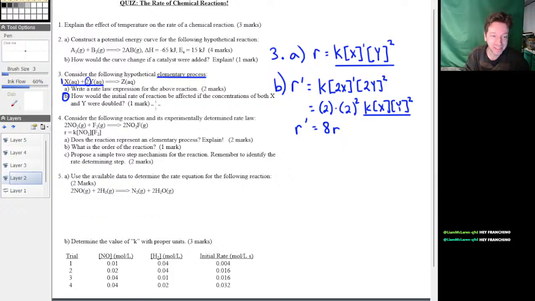So how would the initial rate of reaction be affected if both concentrations of X and Y are doubled? It increases by a factor of 8. So increases by factor of 8, or just 8 times if you prefer.